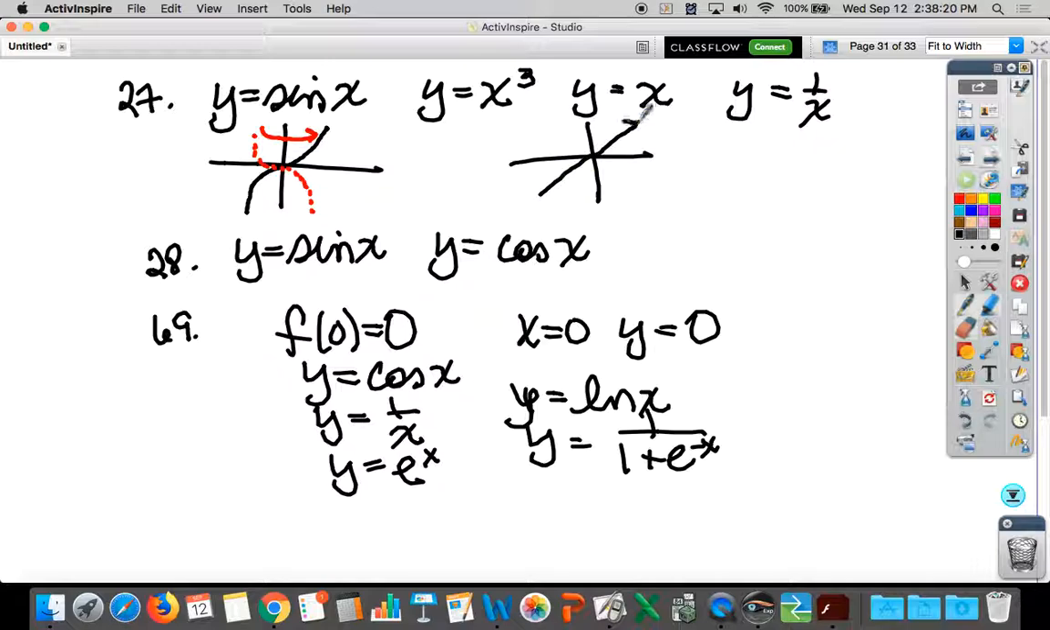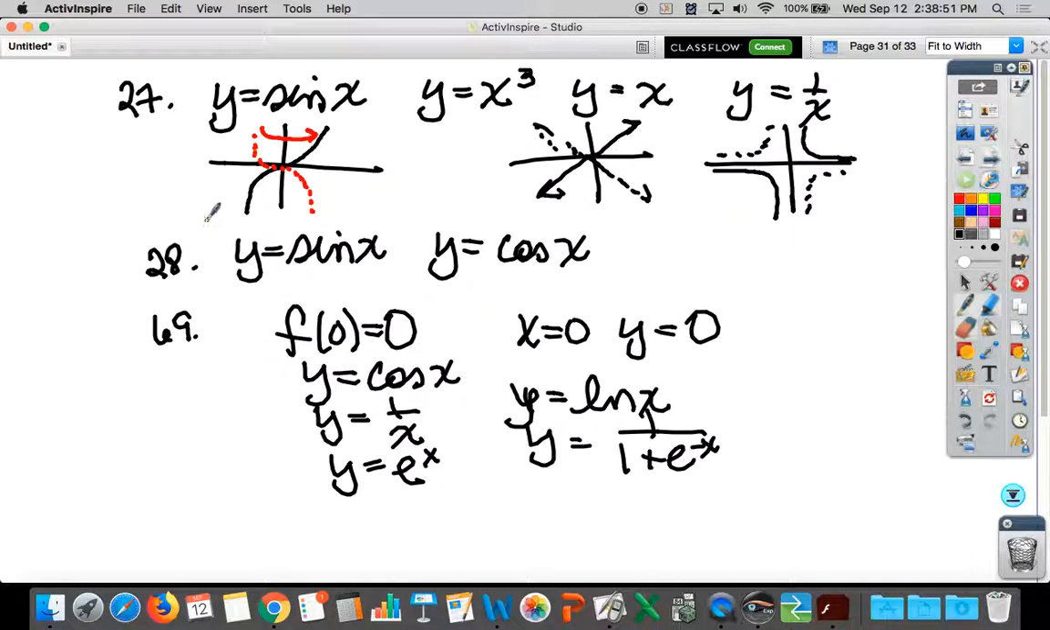Here's y equals x. I'm going to flip it upside down, and then when I flip it across the y, it goes back to the original. 1 over x, here and here. Here it is, flipped. And then when I rotate it about the y, it goes back to the original. All right, there's your 28.